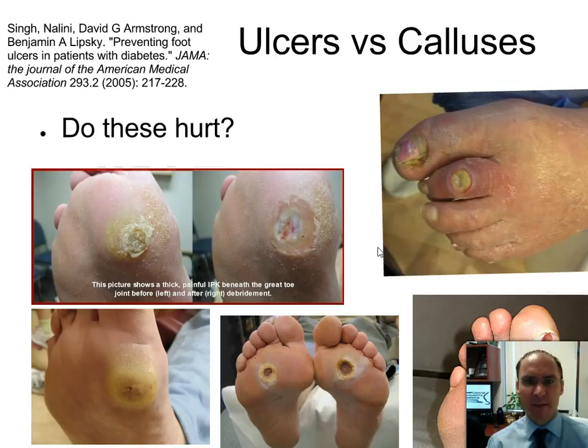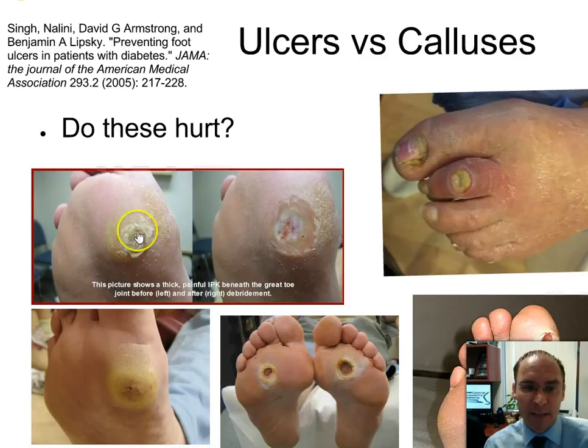Okay, so let's go back here. The next one is differentiating between an ulcer and a callus. The way I always explain it, and this is a really good article by Dr. Armstrong et al., Preventing foot ulcers in patients with diabetes: an ulcer is different than a callus. For the most part, I had a patient the other day. He had a callus for a long time. I wasn't trimming it down, he didn't want it trimmed down, and eventually it turned into an ulcer.